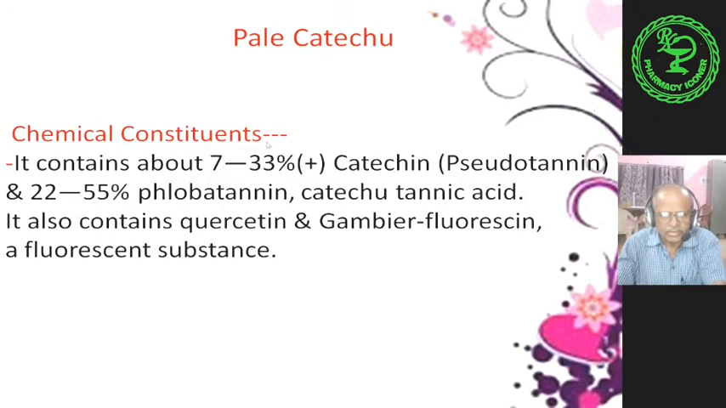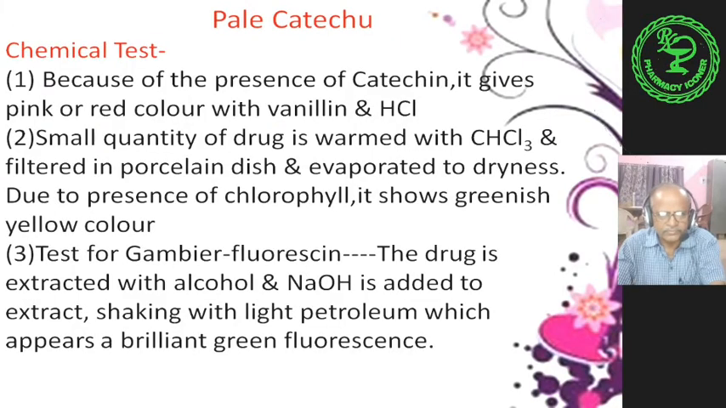About the chemical constituents, it contains about 7 to 33% dextrorotatory catechin, coming under pseudotannins, and 22 to 55% flavonoids, catechutannic acid. It also contains quercetin and gambir fluorescein. Gambir fluorescein is a fluorescent substance.